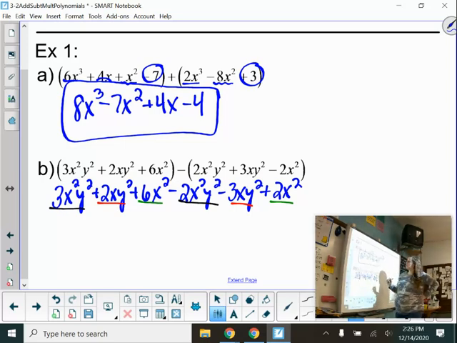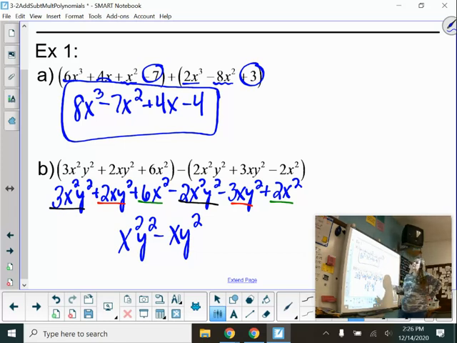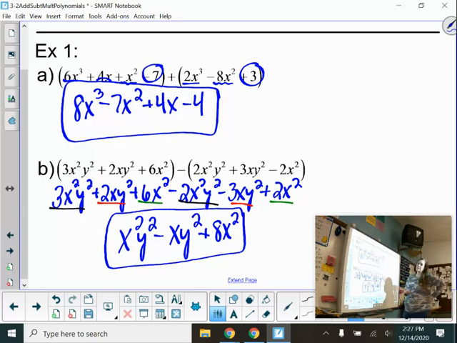So 3x squared y squared minus 2x squared y squared is 1x squared y squared. 2xy squared minus 3xy squared is minus 1xy squared. Again, notice I did not change the variables. Then 6x squared plus 2x squared is a plus 8x squared. And that would be your final answer. So adding, subtracting, that's all there is to it.